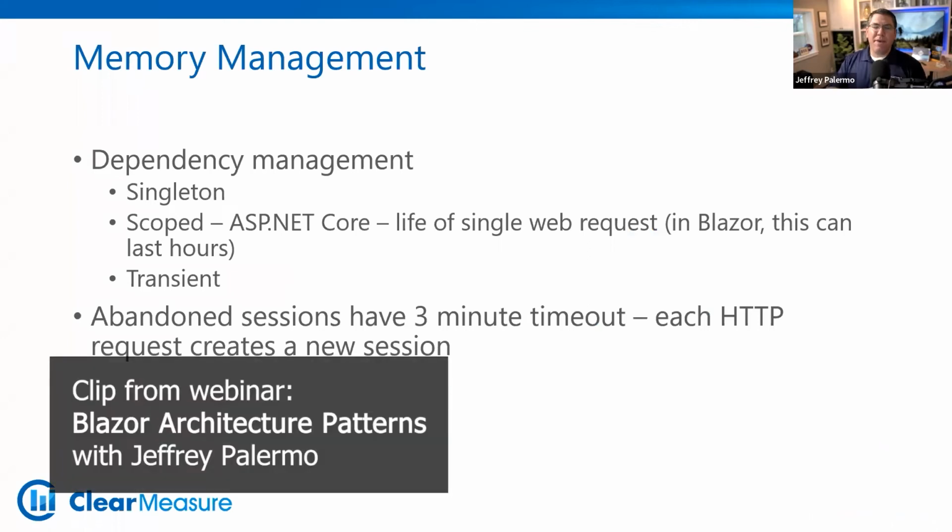Okay, we talk about memory management a little bit. And these are differences. These are some gotchas with Blazor server side.